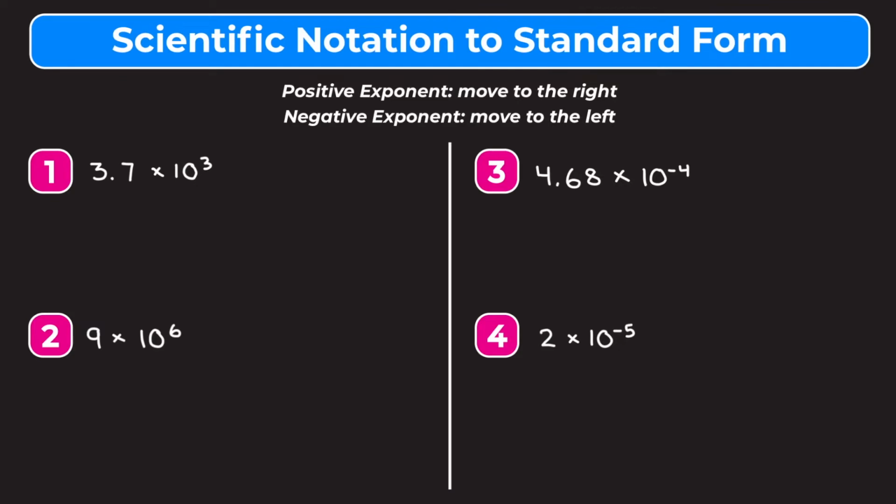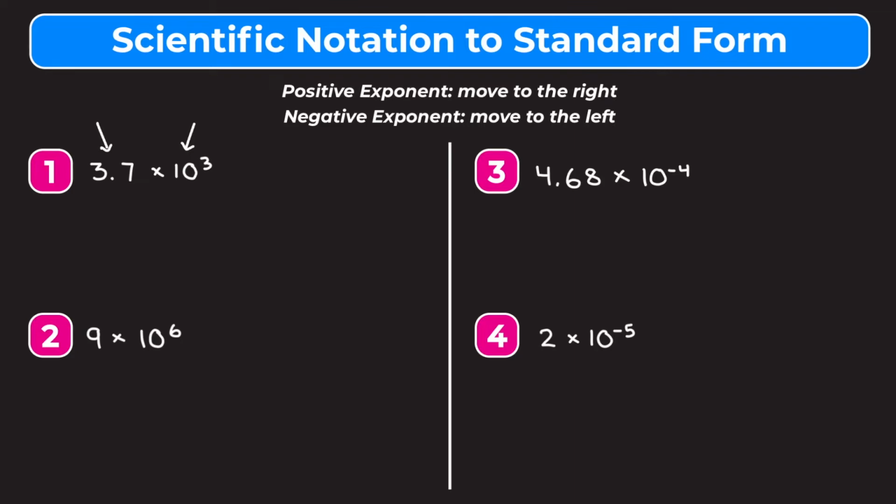So let's take a look at example 1. In example 1, we have the number 3.7 times 10 to the third. This number is written in scientific notation, and the way you can tell is that this first number is between 1 and 10, so it's greater than or equal to 1 and less than 10. And this number right here is 10 raised to some power. That power can be positive or negative. In this case, we have a positive exponent. Now I'm going to show you how we can write this in standard form, which is just the way you normally see numbers.